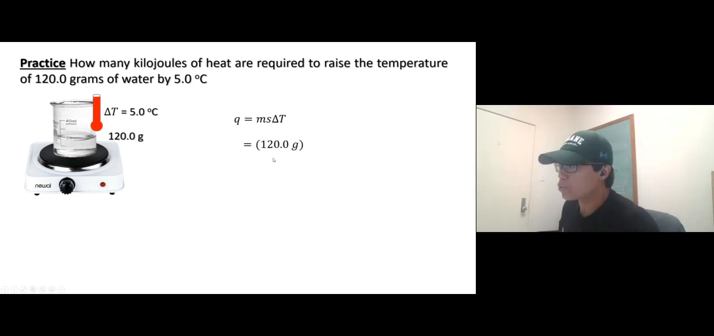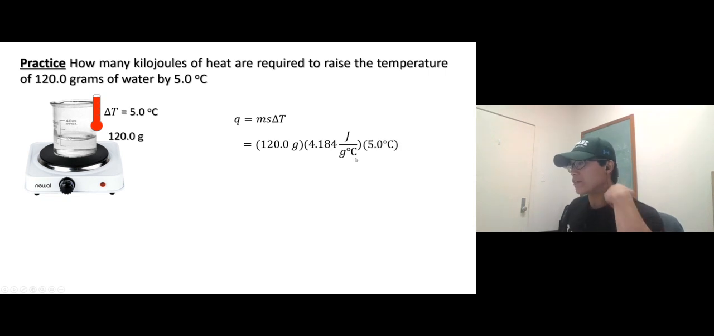The mass of water is 120 grams. For the specific heat capacity, you have to look back to the previous slide: 4.184 joules per gram per degree Celsius. It can be Kelvin, it can be Fahrenheit, but here it's Celsius, times the 5 degree difference. Do the math there: 2510.4 joules. All right, make it scientific notation.